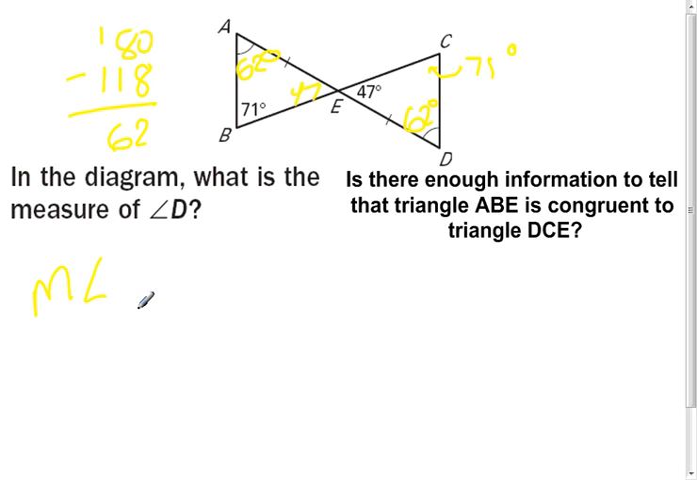Alright, so in the diagram, what's the measure of angle D? Well, the measure of angle D is 62 degrees. So at this point, is there enough information to tell us that triangle ABE is congruent to triangle DCE? Well, we have all the angles. But we only have one set of sides. So is that enough?